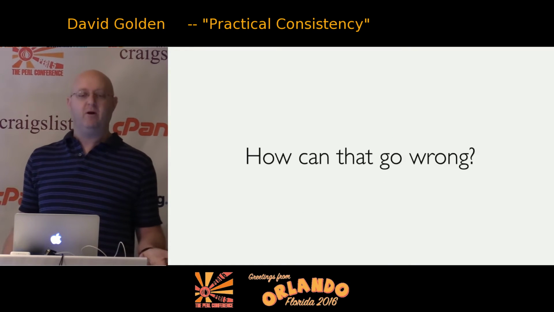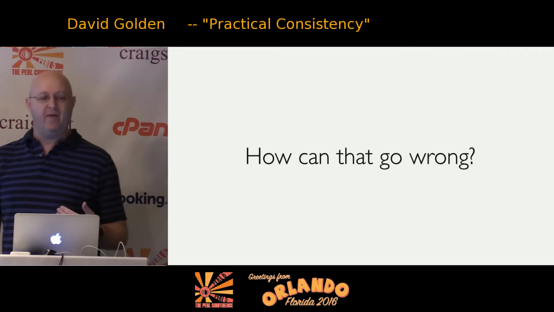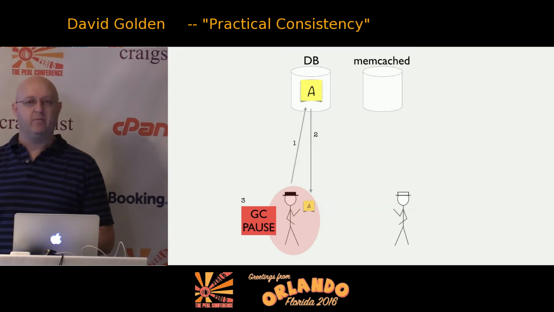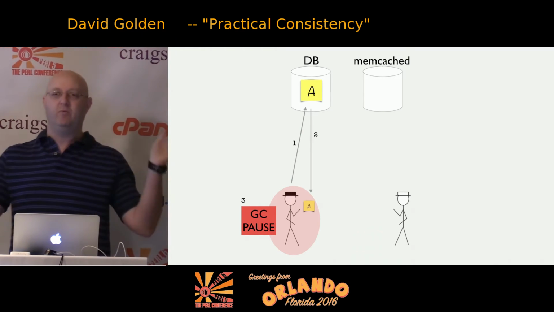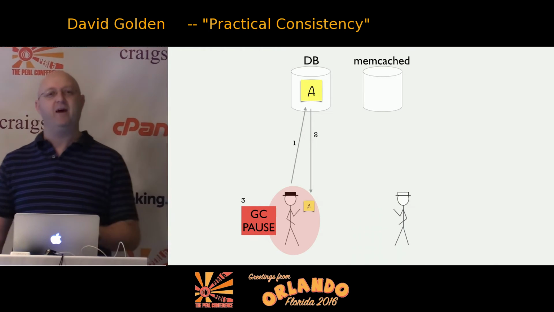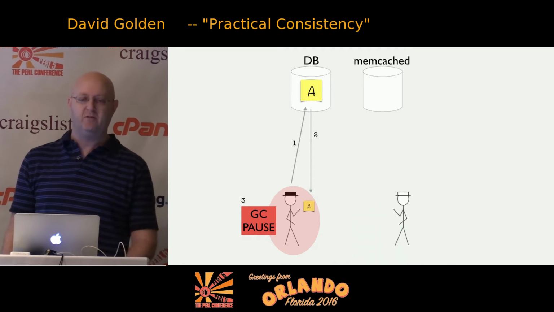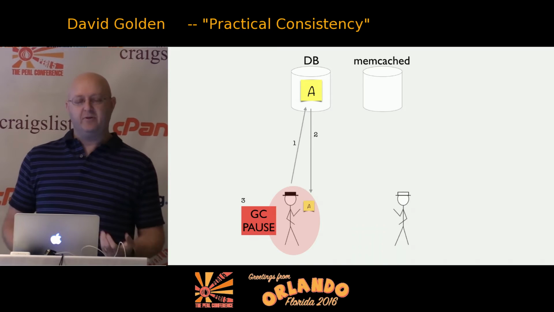Well, how does that go wrong? I'm going to rewind to this point. Black Hat has written the value into the database and has read it back, and right at this point there's a garbage collection pause. Here in Perl we don't worry about garbage collection pauses because we reference count instead of garbage collecting, but you can imagine a process swap or something else that takes the system offline for a moment. At this point, Black Hat stops.